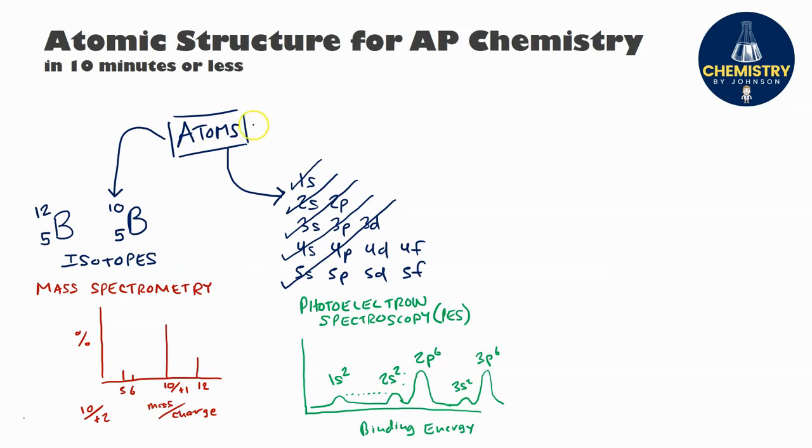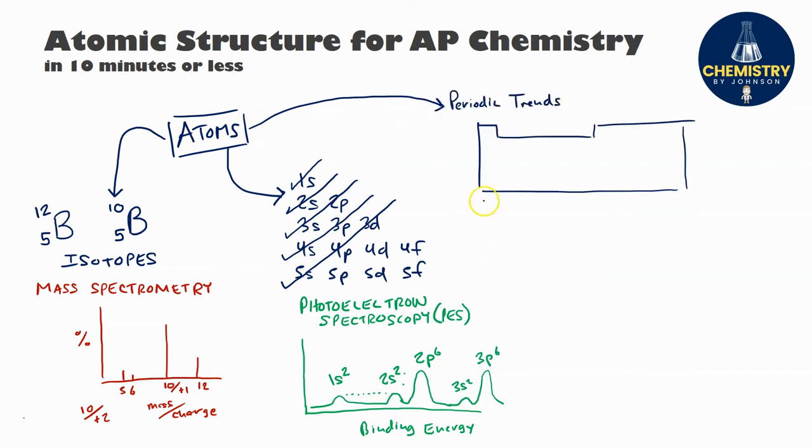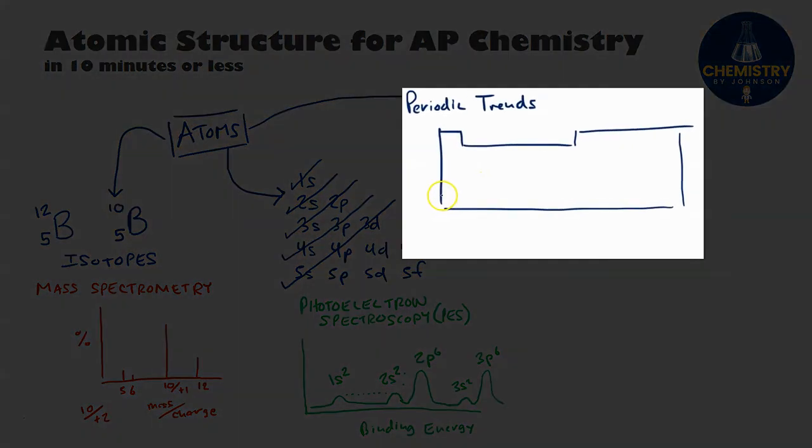And last but not least, there's a giant component of Unit 1 that has to do with something called periodicity or periodic trends. This term refers to various predictable atomic properties that change in regular ways as you move up and down or left to right on the periodic table. For the AP Chem exam, it's a good idea to simply know what those trends are.